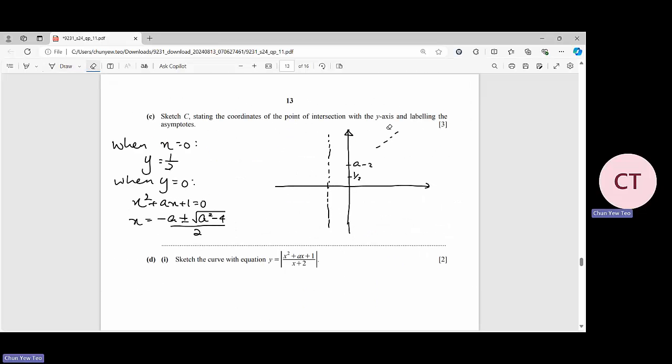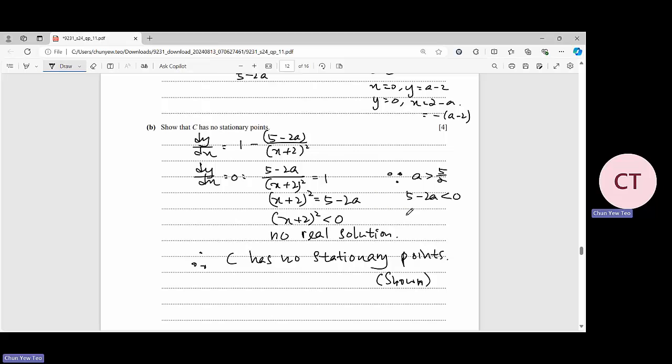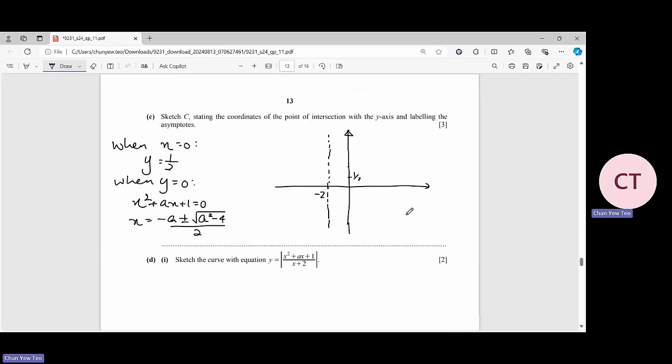So this one we can just approximate. We're not able to get the accurate value. This is a negative 2. So you have 2 minus a. So it will be something like this. Because it's not a proper value, we're not able to fully confirm where the location is. So this will be the graph, and this will be the graph.